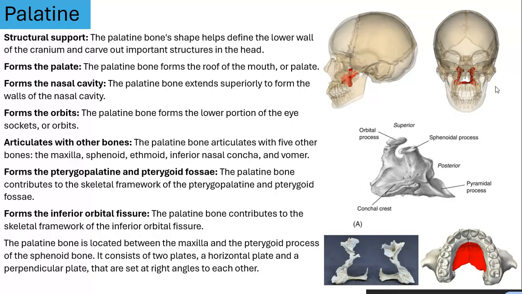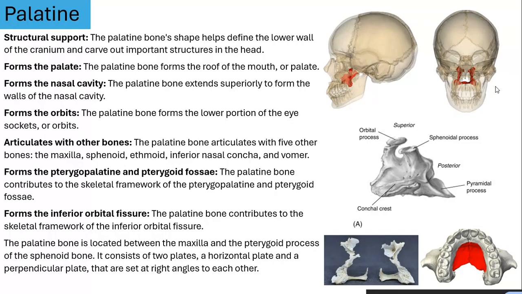The palatine bone contributes to the skeletal framework of the pterygopalatine and pterygoid fossae. It forms the inferior orbital fissure; the palatine bone contributes to the skeletal framework of the inferior orbital fissure. The palatine bone is located between the maxilla and the pterygoid process of the sphenoid bone.